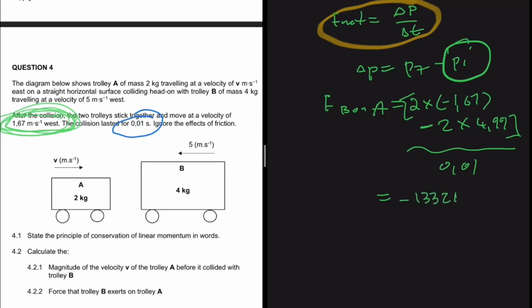1,332 newtons. We've already established that the direction to the east is positive, right? So since we have a negative value, then we know that that force is exerted to the west, right? So we're gonna have 1,332 newtons to the west, right? And it makes sense. If trolley B is moving to the west and then trolley A is moving to the east, then when they collide, trolley B will exert a force on trolley A to the west.